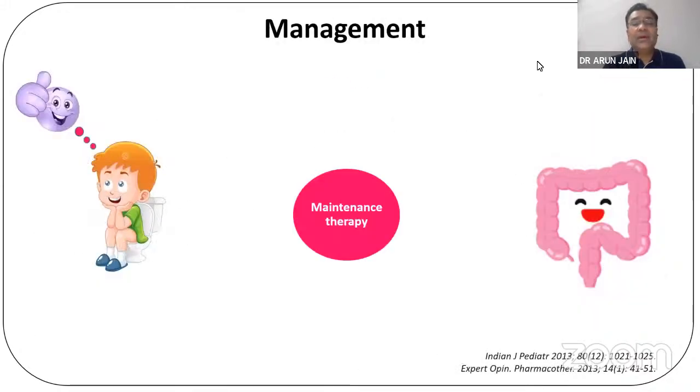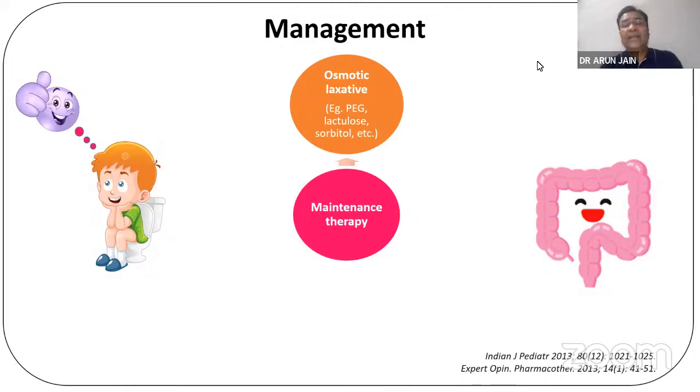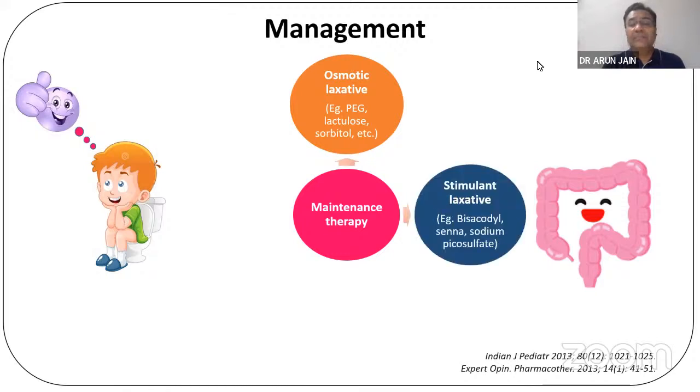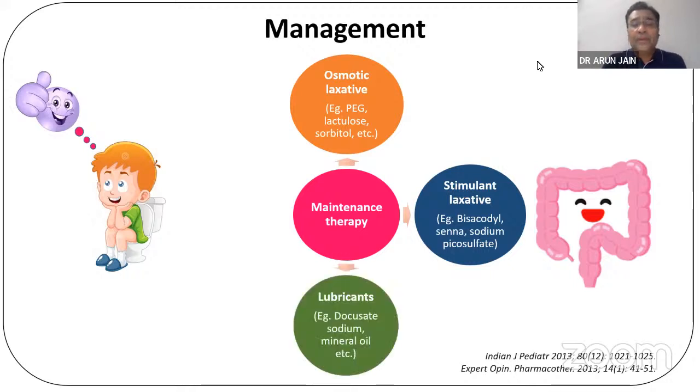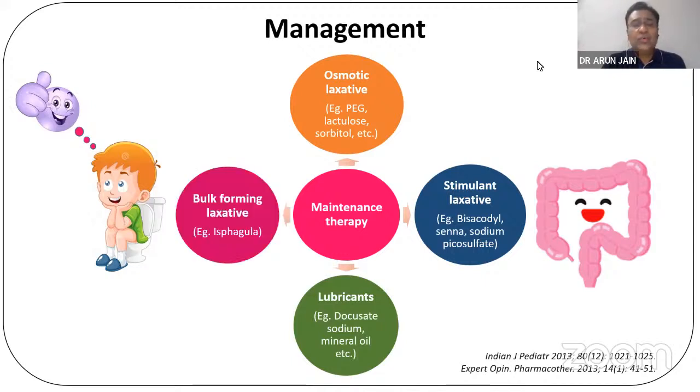So maintenance therapy में क्या होगा? There are 4 categories. First is the osmotic laxative, that is polyethylene glycol, lactulose or sorbitol. This is the first category. The second are the stimulant laxatives. This is bisacodyl, senna, sodium picosulfate. Stimulant laxatives are given for a very short time. Osmotic laxatives have to be given for a very long time, 3 to 6 months. Lubricants are for temporary use, like glycerol suppository, mineral oils, occasionally used, and bulk forming laxative isabgol is again in the long-term use.